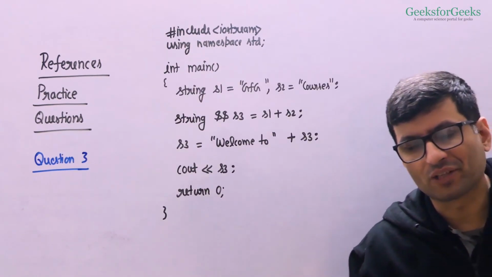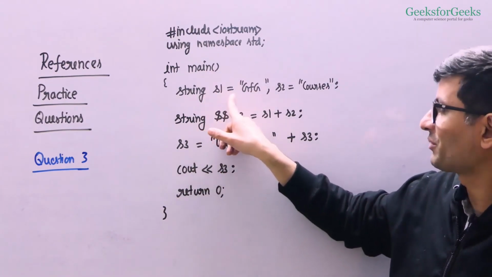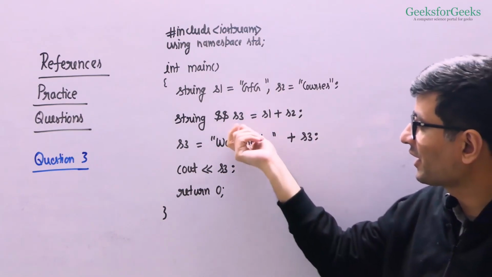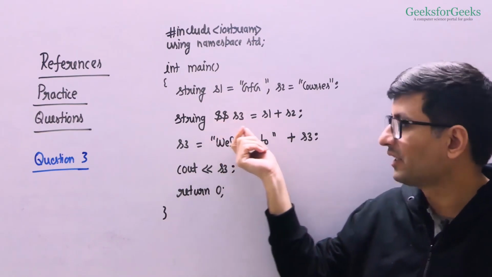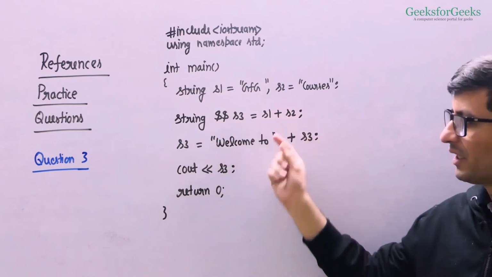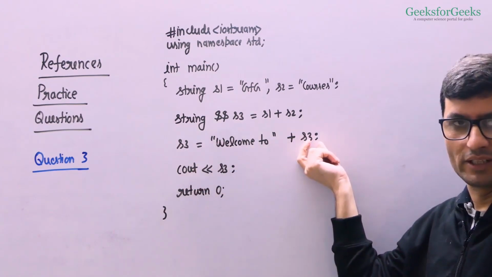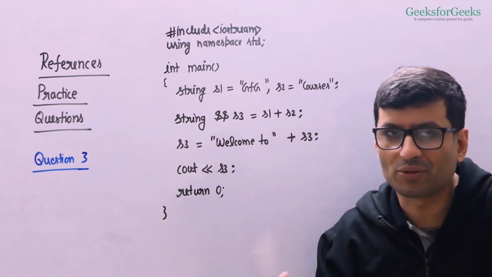Let's now take a look at our third question. Here we have two strings s1 and s2. s1 is "GFG ", then s2 is "courses". Then we have an r-value reference because we have two ampersands here, right? Which is s1 plus s2. Now we are doing s3 equal to "welcome to " and then s3 appended. And at the end we are printing s3. So please pause this video and try to guess the output.